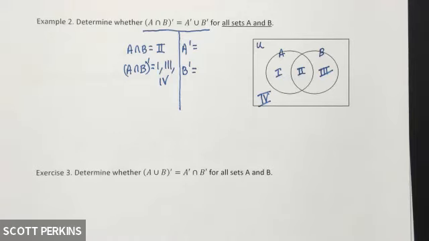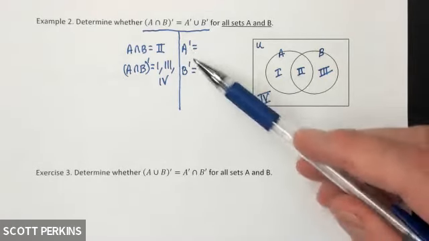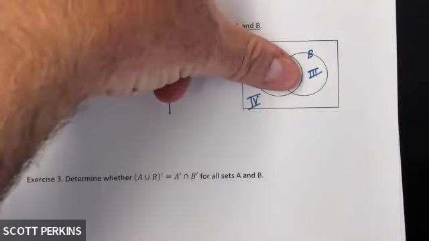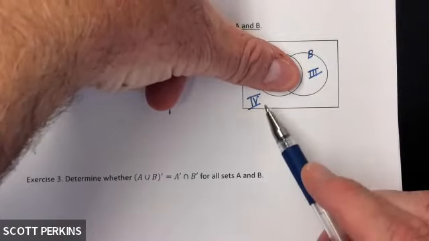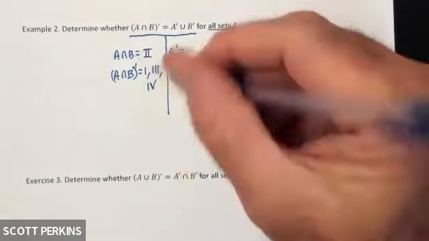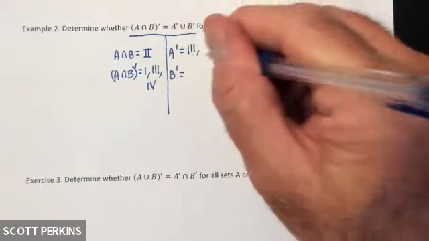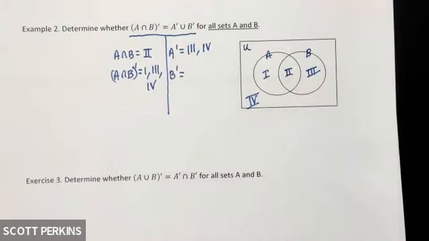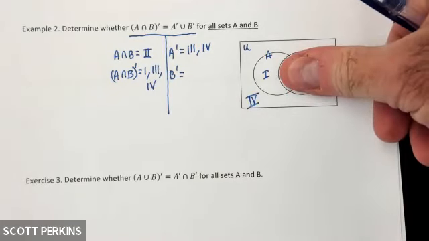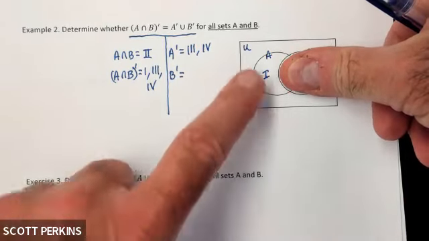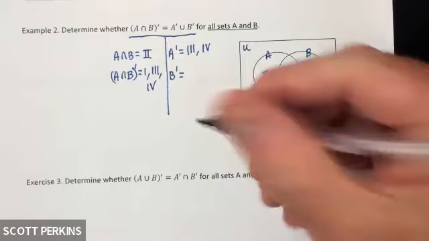All right, so let's see how you did. A complement means everything outside of A, so I'm going to cover up A. That means any elements that are in region 3 or region 4 would be the complement. Then the complement of B is everything that's not in B. So when I cover up B, that means 1 and 4.